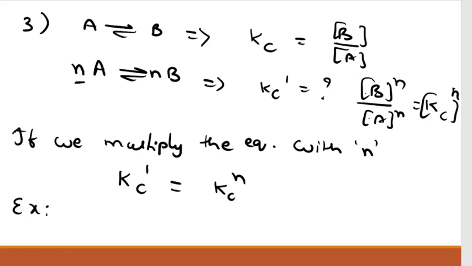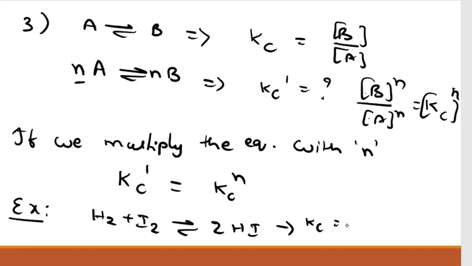Let us consider an example, then you will understand it better. Let us suppose that H2 plus I2 gives rise to 2HI. For this reaction, Kc is, let us say, 49. Then, if they ask us to calculate what is the Kc value for half H2 plus half I2 gives rise to HI, then what is the Kc dash?